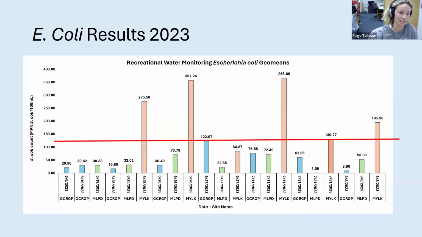Next slide. So in 2023, this graph shows our E. coli results, with the sample locations on the x-axis and E. coli counts on the y-axis. Last year, we sampled 3 separate sites for E. coli and only saw E. coli levels reaching above the recreational water standard for one site, which was at Myers Lake.